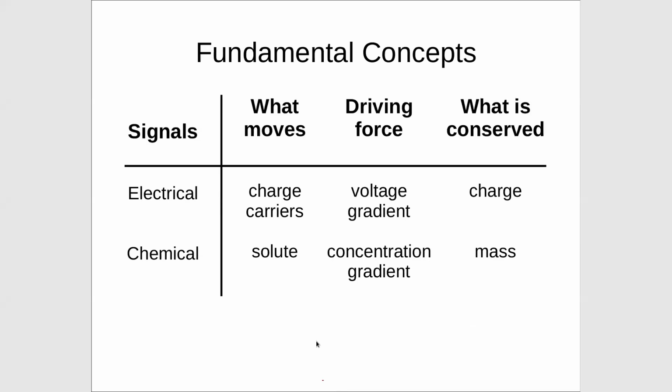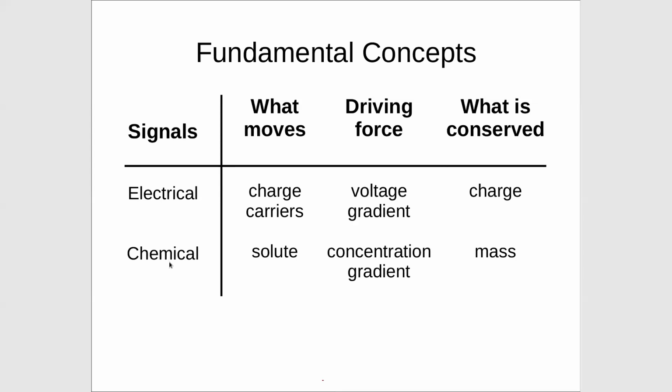All right, so much for that. Let's now think about what it is that we're representing in our models. We're representing the generation and propagation and interaction of electrical and chemical signals. Well, now with electrical signals, what is it that's moving in the cell? Charge carriers, ions. What drives purely electrical signals is electrical potential gradient. And what is conserved is charge, okay?